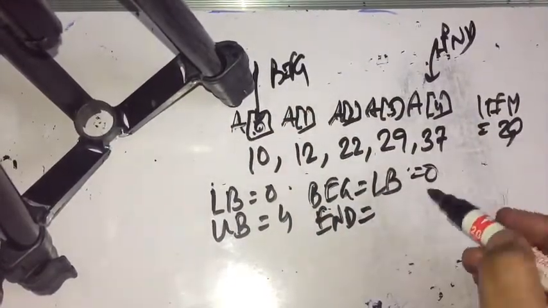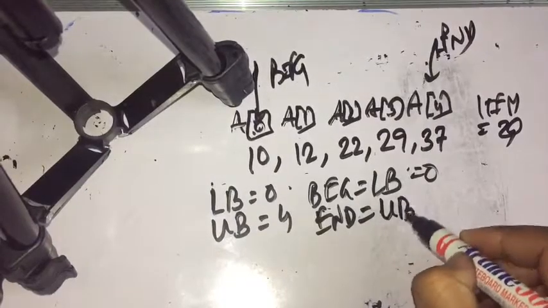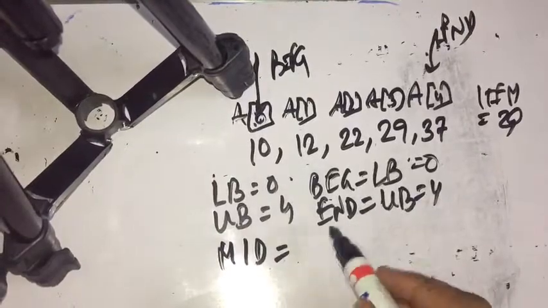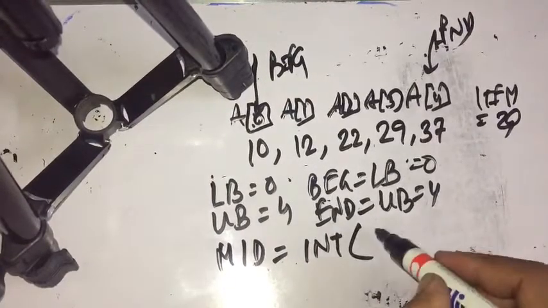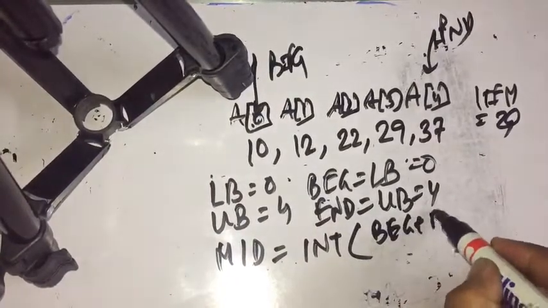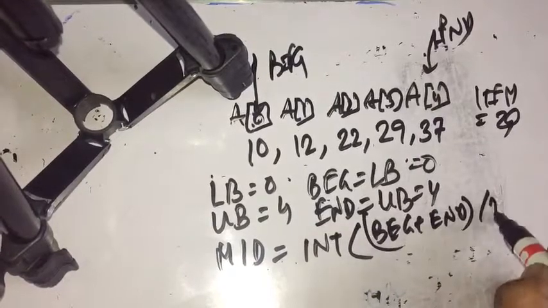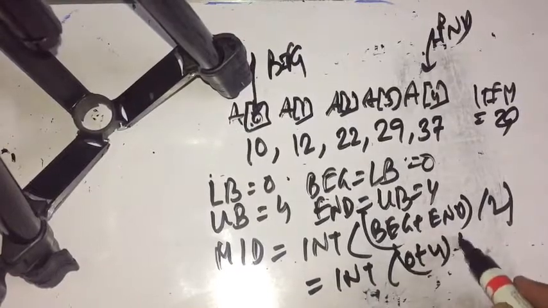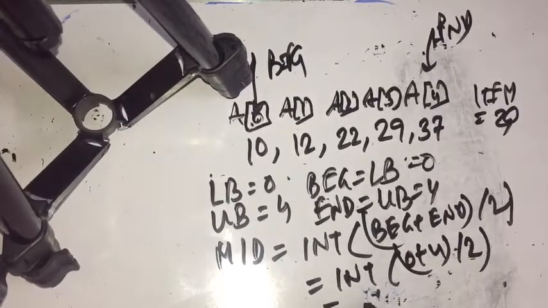This is a position only, not value. UV equal to 4. Now mid equals beg plus end by 2, that is an integer. Beg plus end by 2, that is 0 plus 4 by 2, that is 4 by 2, mean integer, that is 2.